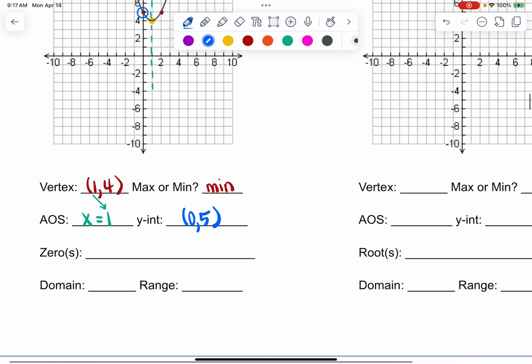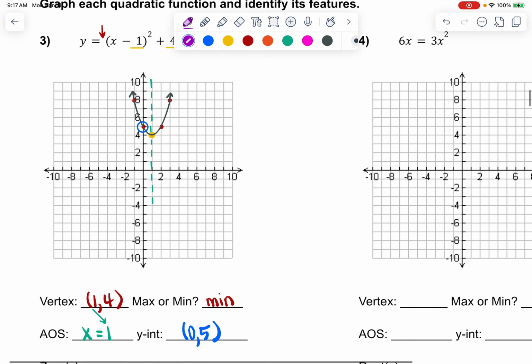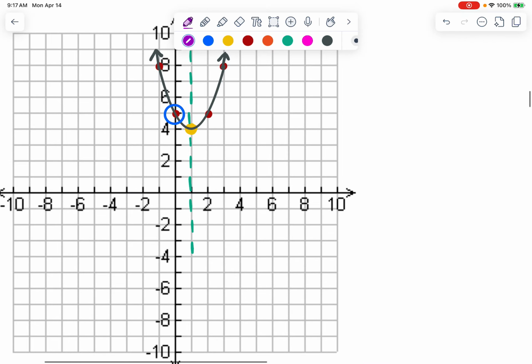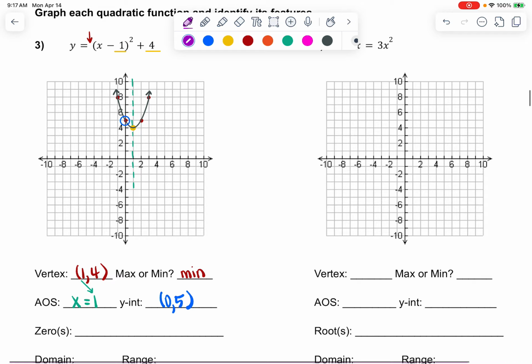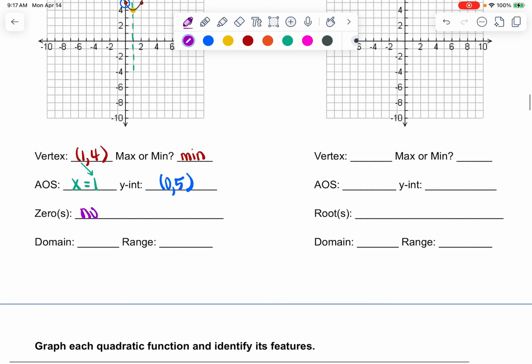The zeros. Well, zeros, remember, is just another name for x-intercepts or roots or solutions, and that's where it crosses the x-axis, and this parabola is clearly never going to cross the x-axis, right? So it has none, right? It has no real solutions here. All right, no real solutions.